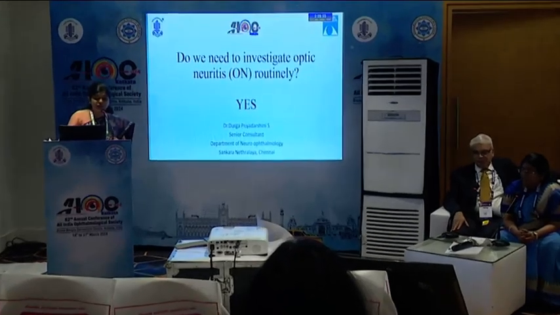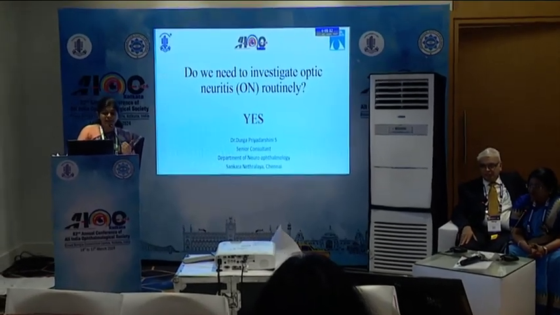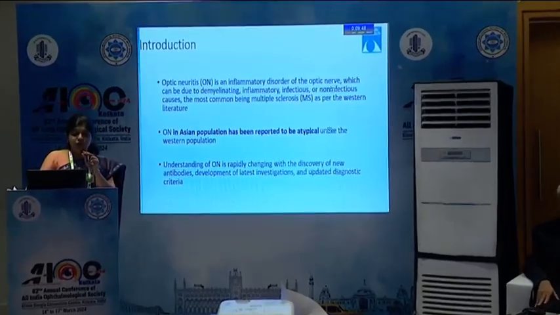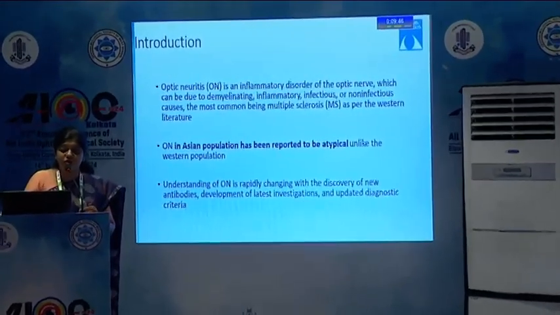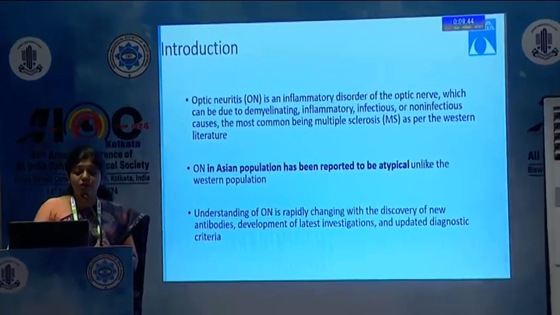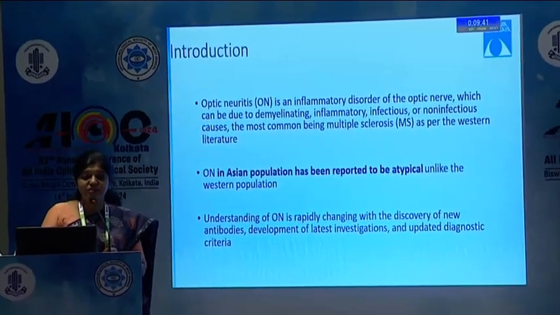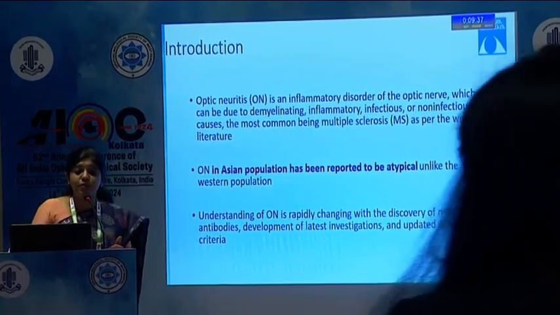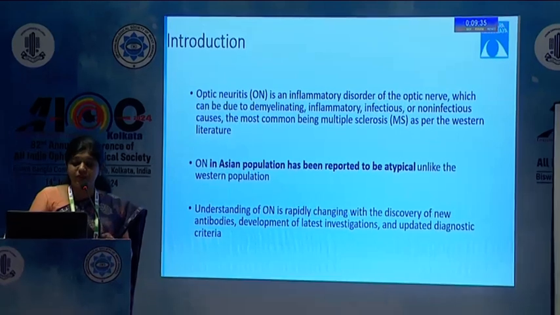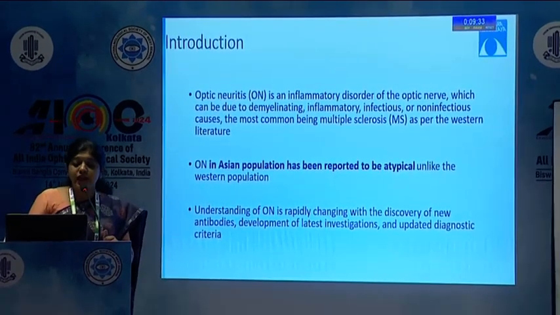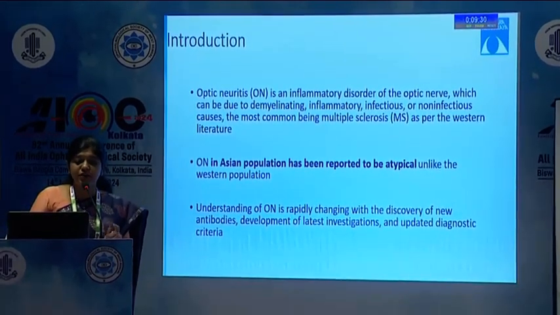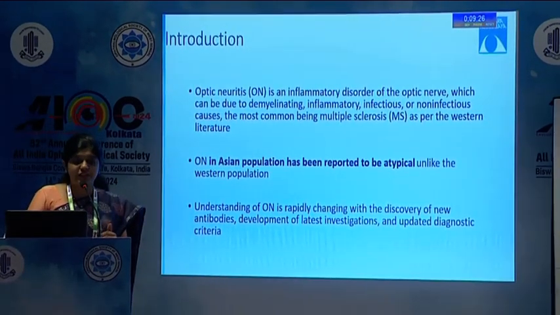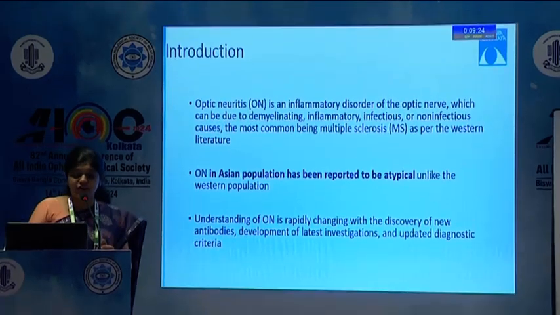So my talk for today is, yes, we are going to investigate optic neuritis routinely. Optic neuritis is an inflammatory disorder of the optic nerve, and the most common cause can be multiple sclerosis as per the Western literature. But we all know that optic neuritis in the Asian population has been reported to be atypical, unlike the Western population. And the understanding of optic neuritis is rapidly changing with the discovery of new seromarkers, development of latest investigations, and the updated diagnostic criteria.